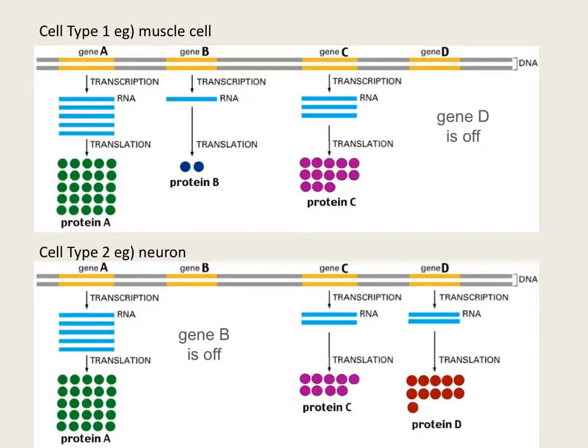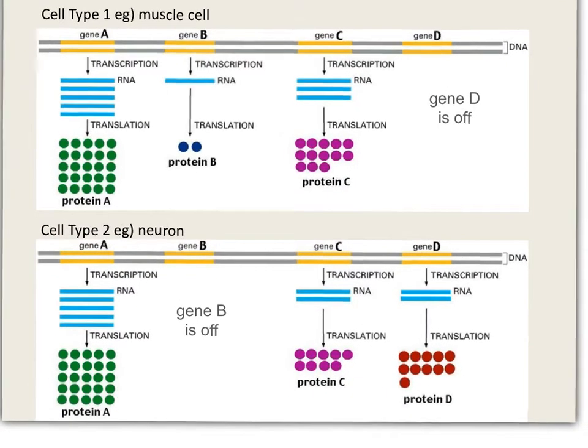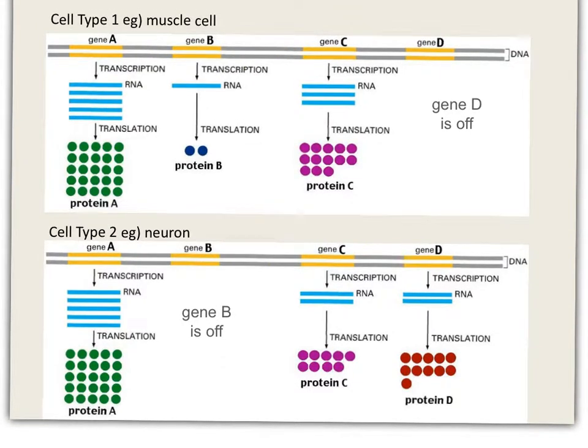Now, if you look at C, in terms of muscle cell versus neuron, less C protein is actually being made. So they've got genes that code for this protein, C, but the amount of protein all depends on how it's actually expressed or regulated.